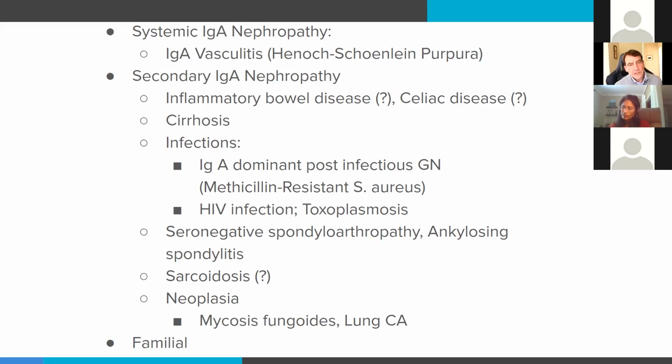Patients with severe liver disease can have IgA deposition in the kidney. By and large, we think that the process for this is different. More recently, patients with severe MRSA infection, that you may have heard of, can have a deposition of IgA in the kidney, but that too is thought to be a slightly different mechanism. There are other autoimmune diseases that may be associated with IgA nephropathy, and very rarely or infrequently, there are families where IgA nephropathy seems to be common.